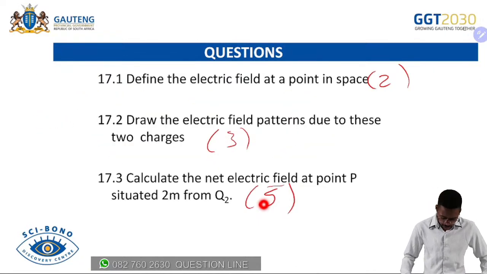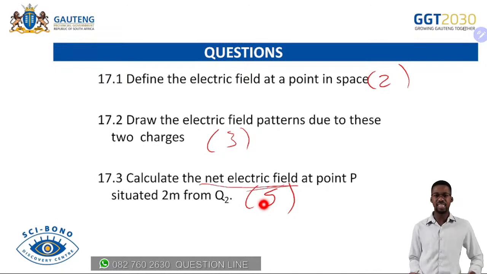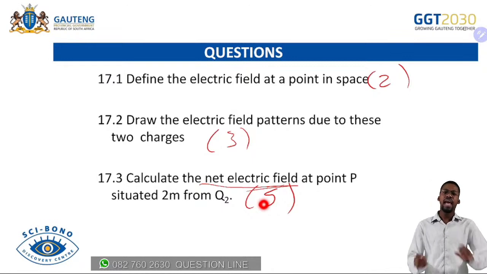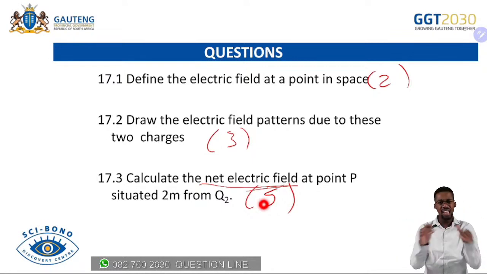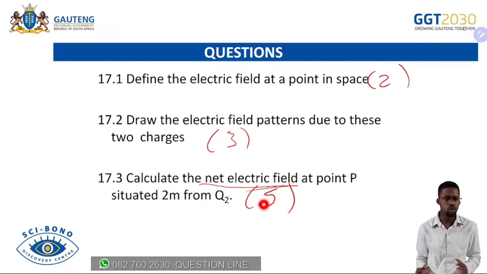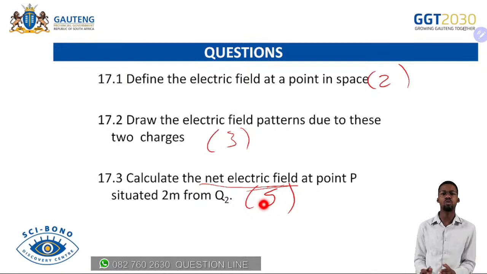The third question says, calculate the net electric field. This is what the question wants. Net means total. And if all the charges are collinear, in a straight line, then what do we do? We add them together. This is what I've been saying even in our last lesson, that when charges are collinear, we add them together.